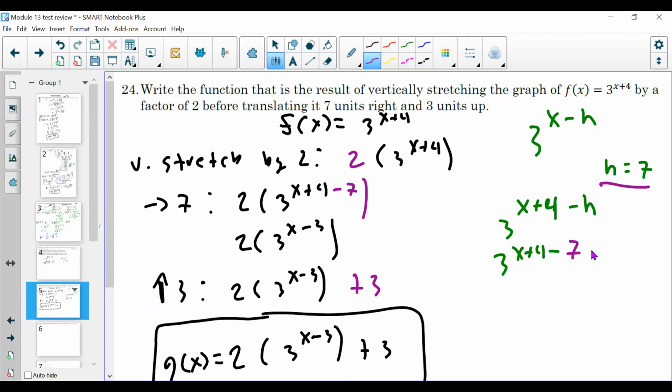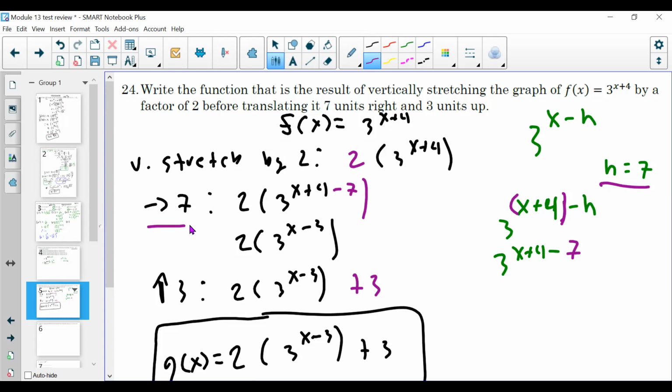I don't know if that answers your question, but it's kind of how the x's work. It's always x minus h. So if we think of it as x plus 4, and I'm subtracting h from it, I'm moving all of x plus 4 by h. So it's minus h, where h is a positive 7 because it's going to the right 7.